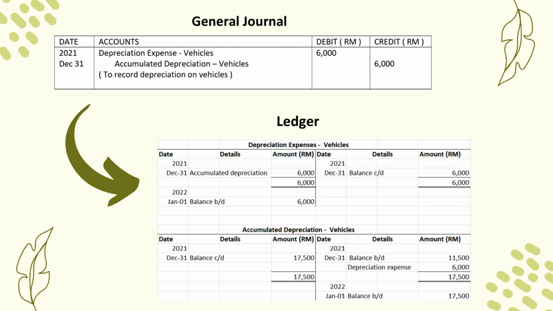For the second ledger, you need to open the accumulated depreciation for vehicles. On the trial balance, accumulated depreciation has balance BD, which is 11,500, on the credit side. So you need to record on the credit side depreciation expenses 6,000 ringgit. And then you will get a balance CD on the debit side 17,500 ringgit. You also need to bring the balance CD to the next year, which is 2022 January 1, with the details balance BD.